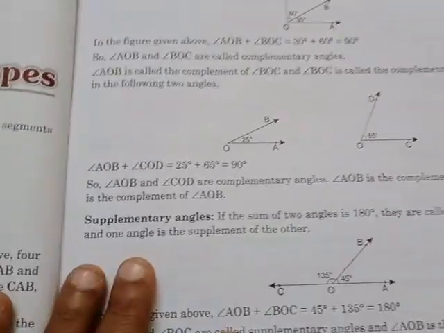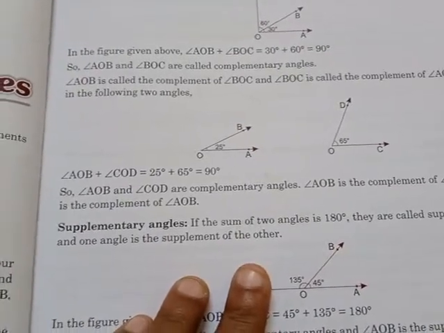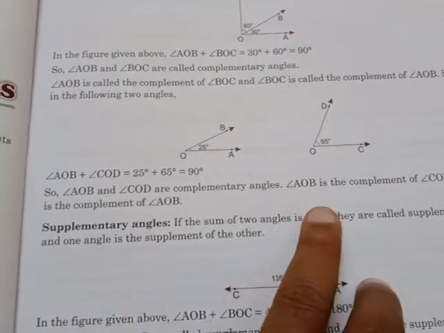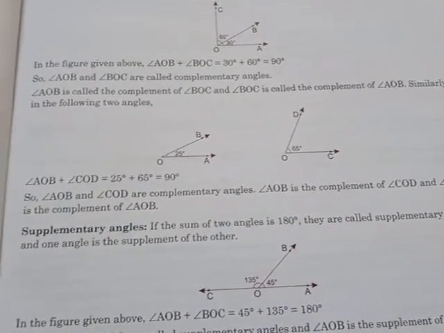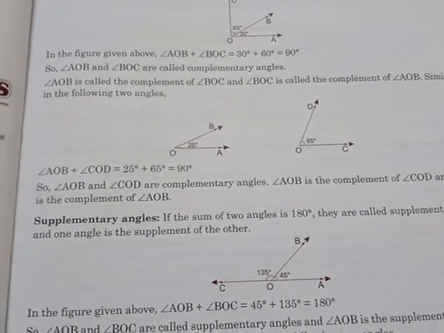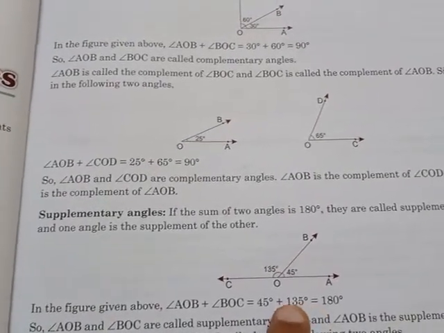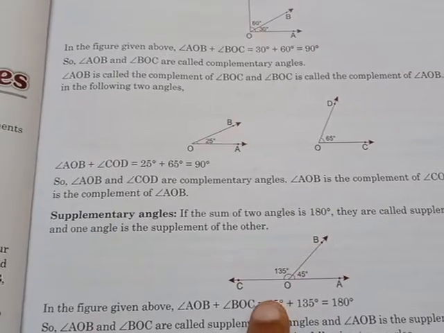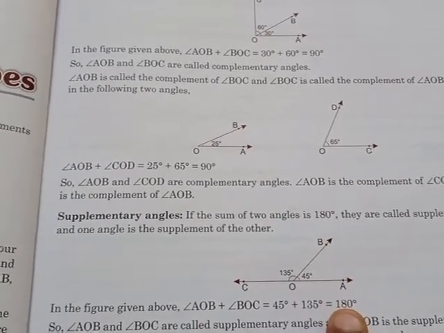Now I will discuss supplementary angles. If the sum of two angles is 180 degrees, they are called supplementary angles, and one angle is a supplement of the other. That means the sum of two angles is 180 degrees.